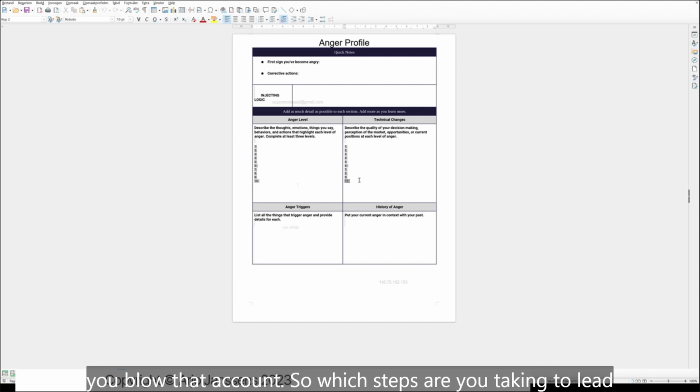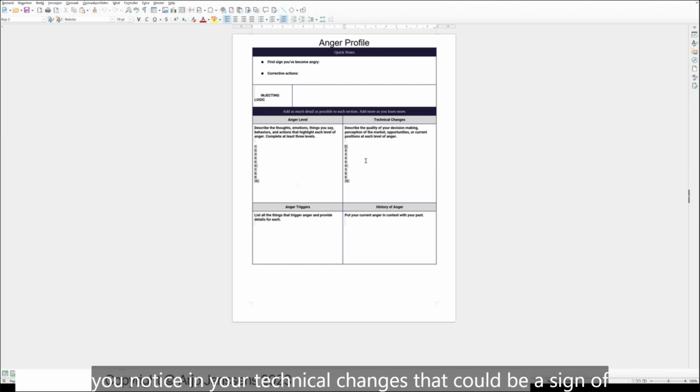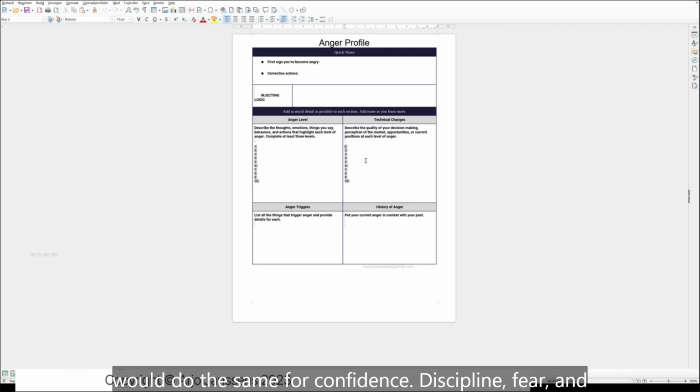So which steps are you taking to lead you to that 10, to lead you to the end? Again, the first one being the first thing that you notice. The first thing that you notice in your technical changes that could be a sign of your angriness, that could be a sign of anger. Again, you would do the same for confidence, discipline, fear, and greed.